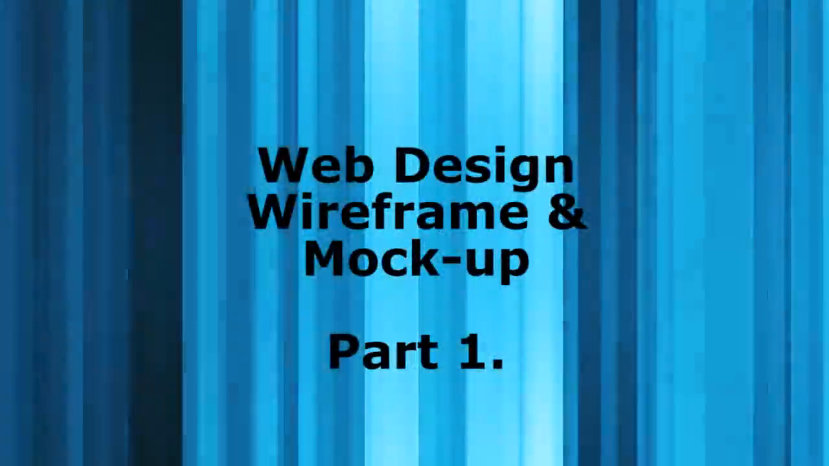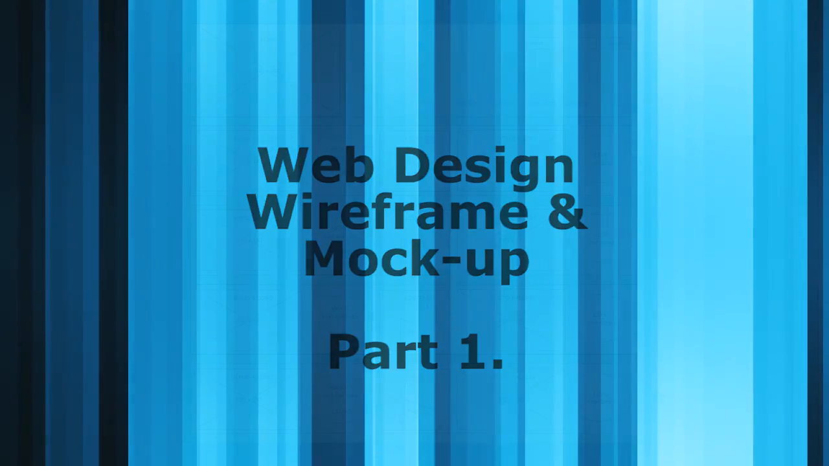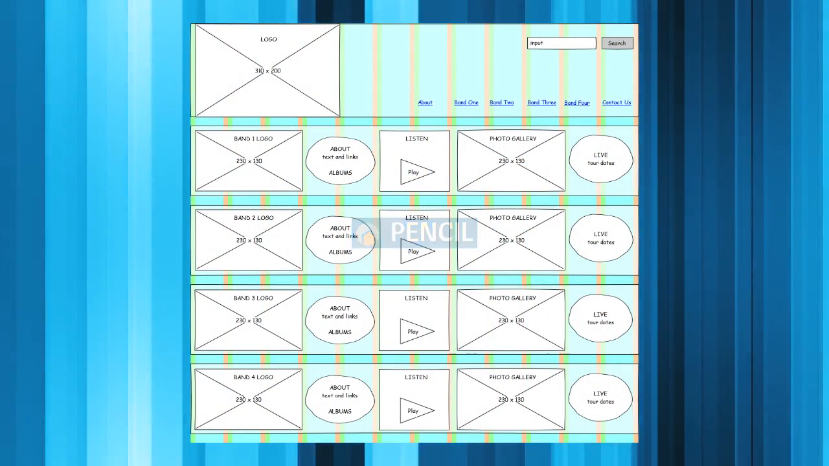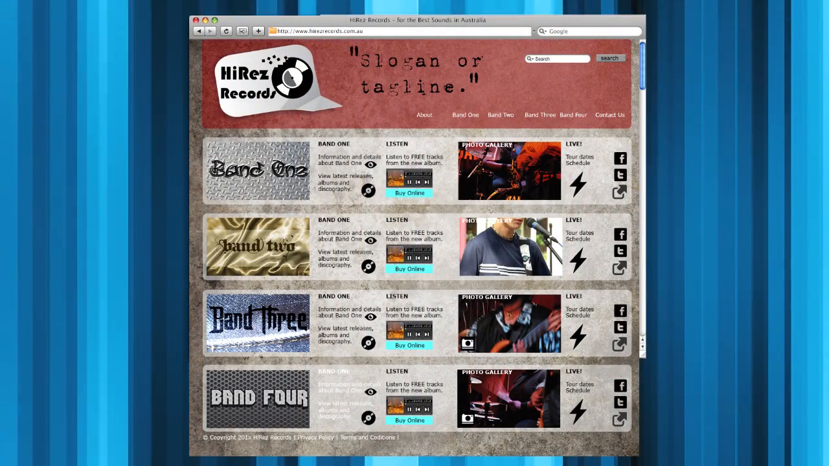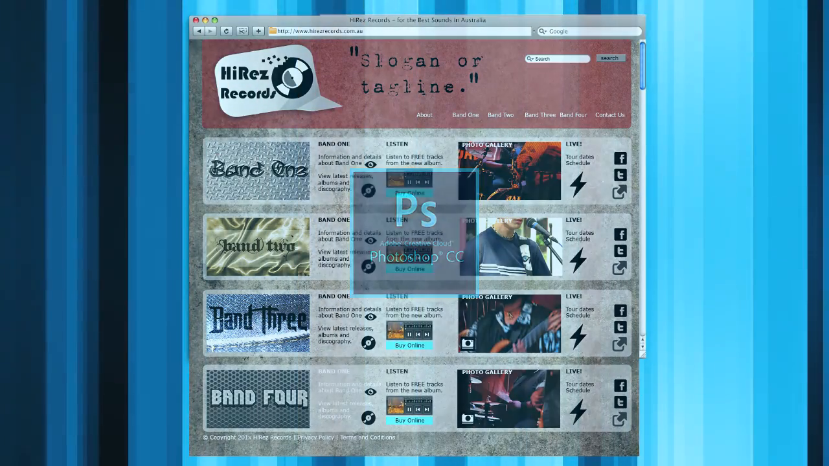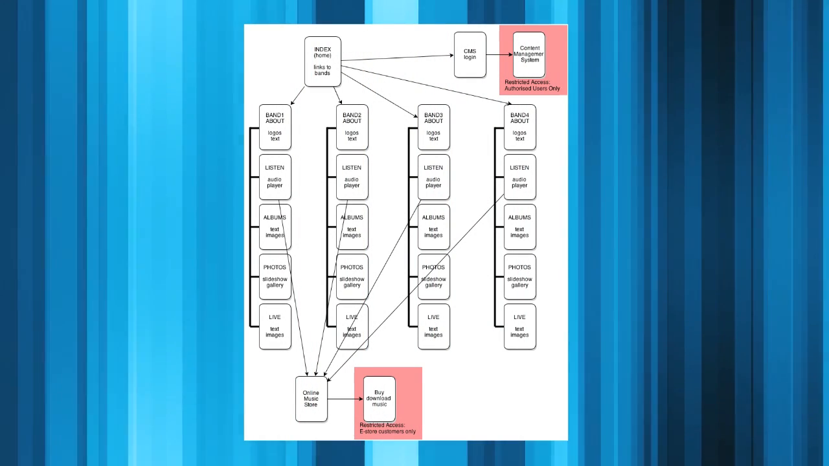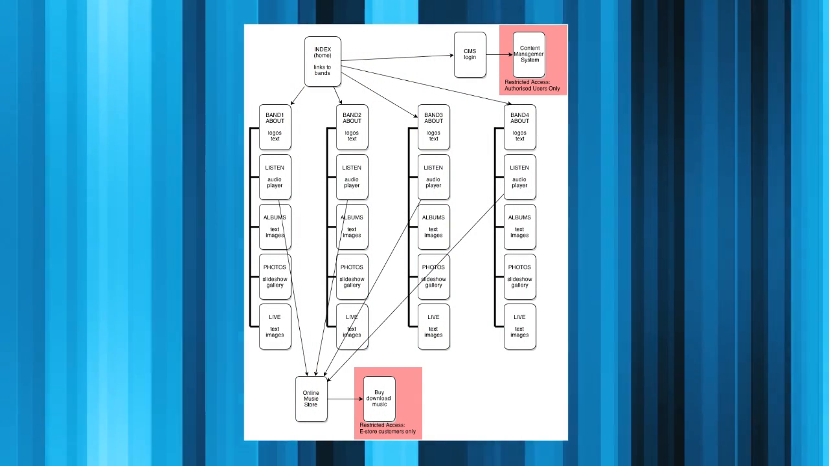In this video, we'll look at making a web design mock-up starting with a wireframe layout using Pencil, which is a GUI prototyping tool, and then adding style and graphics in Photoshop. This follows on from the previous video about website navigation and uses the same fictional scenario, High-Res Records.